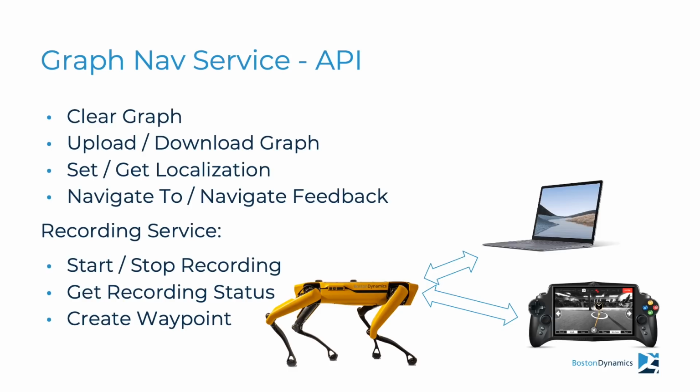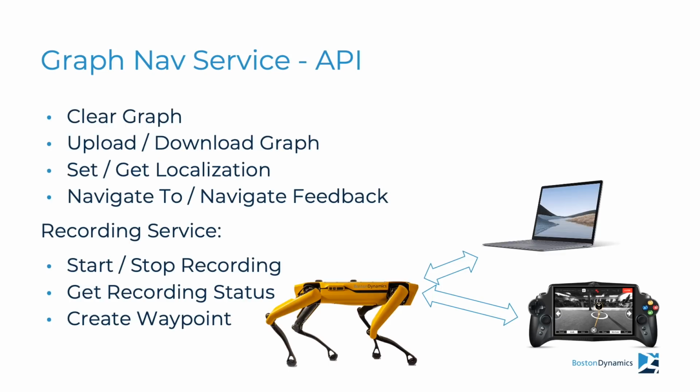The next set of methods that you can call is upload and download graph. So after the robot records a path through the world, you can download it to your client and store it indefinitely. Or when you're ready to replay your path, you can upload that path to the robot. There's also a set and get localization command that you can send to the robot. Get localization is pretty straightforward. It returns the robot's estimate of its position on the current path. Set localization is a little bit different. That's how we initialize the robot to the path.